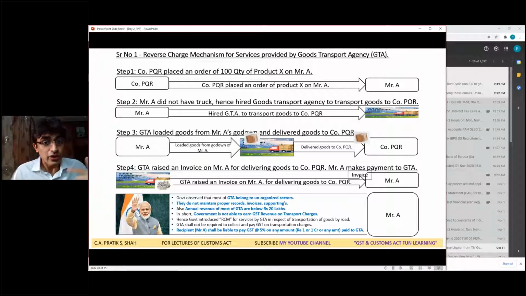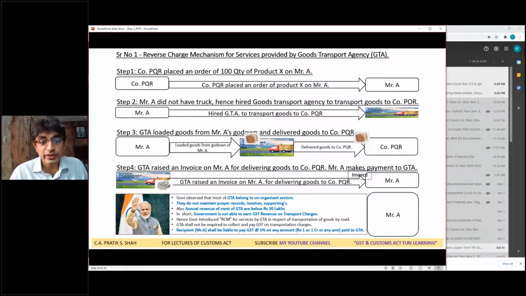So I am a GTA. I am providing transportation service to all of you. You people shall pay GST under reverse charge. Rate 5%. Clear? If the supplier is a GTA, the recipient is any person. The recipient shall pay GST under reverse charge mechanism. Clear? No 20 lakh limit, you will need to pay immediately, whatever your turnover is.